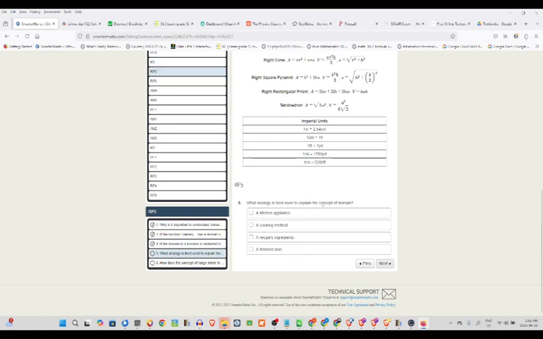So what analogy is best used to explain the concept of domain? Well, the domain are what you feed into your function. That's the input to produce the output. That's just like you put ingredients into a recipe, follow the rules of that recipe, which would be our function, and then the output would be the range.